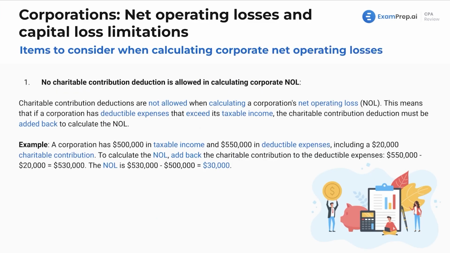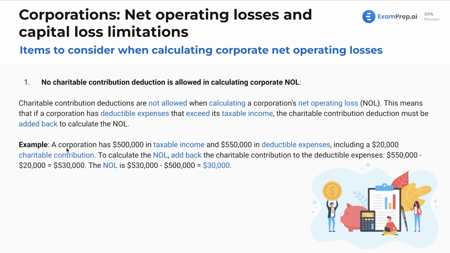All right, items to consider when calculating corporate NOLs. No charitable contribution deduction is allowed in calculating the corporate NOL. We've seen that the charitable contribution deduction is pretty much the last thing there, calculating that 10%. So these charitable contribution deductions are not allowed when calculating a corporation's NOL. This means that if a corporation has deductible expenses that exceed its taxable income, the charitable contribution deduction must be added back in order to calculate the NOL.